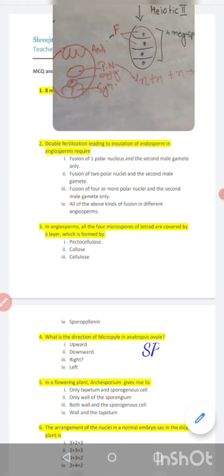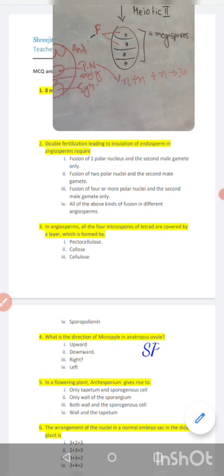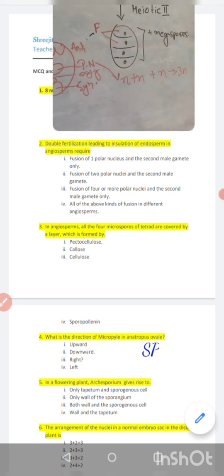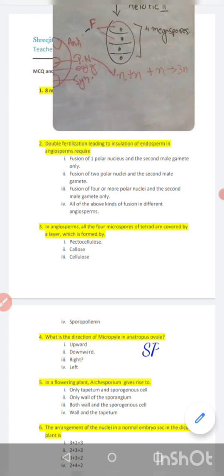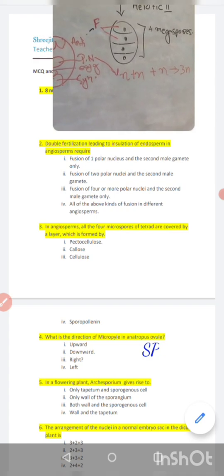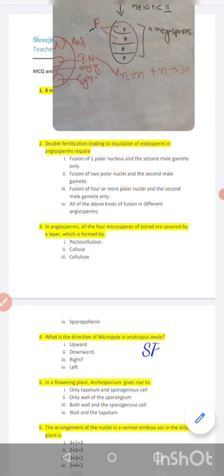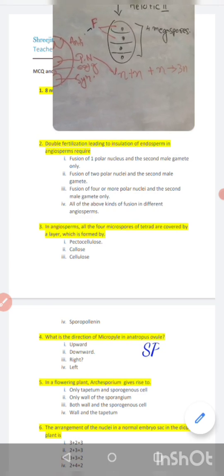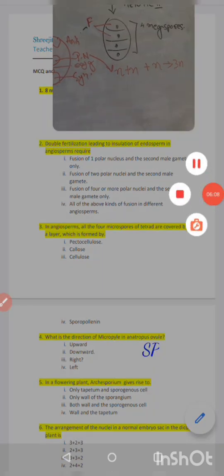Now student, the question is: double fertilization leading to initiation of endosperm in angiosperms requires. The options are: fusion of one polar nucleus and the second male gamete; fusion of two polar nuclei and the second male gamete; fusion of four or more polar nuclei and the second male gamete only; or all of the above kinds of fusion in different plants.